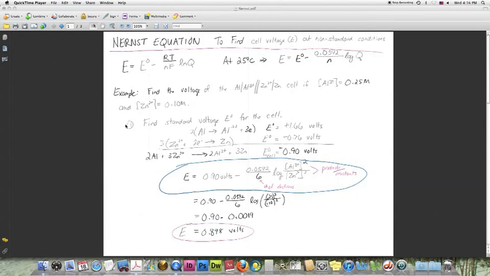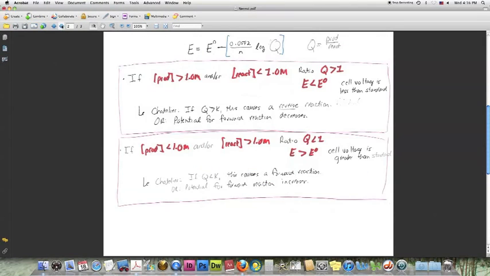So that's an example of how to do a problem. There are a couple more that I recommend you take a look at in your book. You can actually generalize a little bit, and I'm sorry, this is kind of hard to read, but sometimes you're asked questions about what will happen to a voltage if you increase or decrease a concentration compared to standard. And very similar to Le Chatelier's principle, you can make some generalizations here.